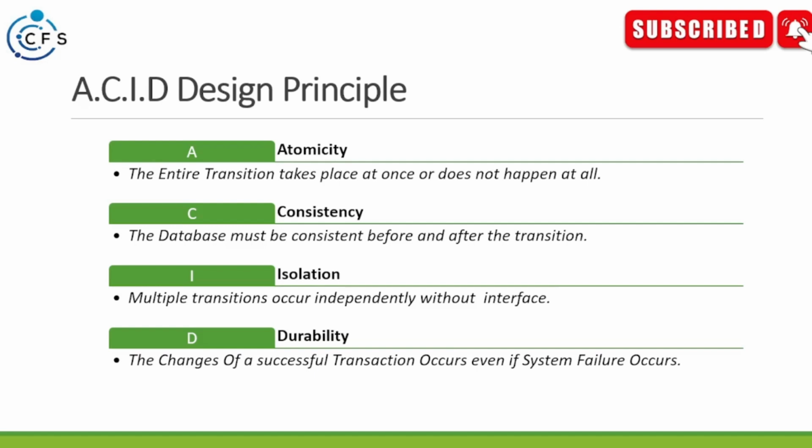Either black or white. So either it will happen successfully, otherwise nothing will happen. Okay, it will totally roll back. So that is called atomicity.